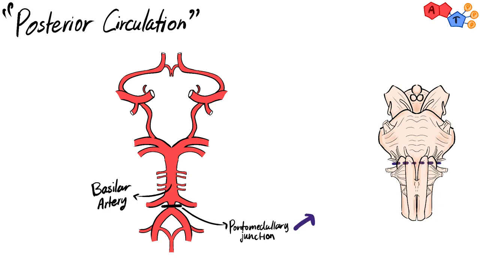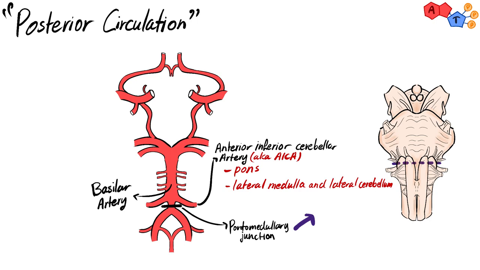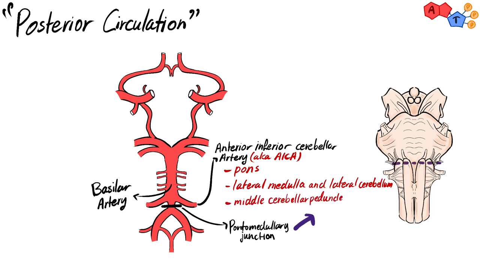The basilar artery will give two branches, one on each side, which is anterior inferior cerebellar artery. Anterior inferior cerebellar artery will supply the pons, lateral cerebellar surface, and middle cerebellar peduncle. Then, the basilar artery will give short branches to supply the pons. These are known as pontine branches.